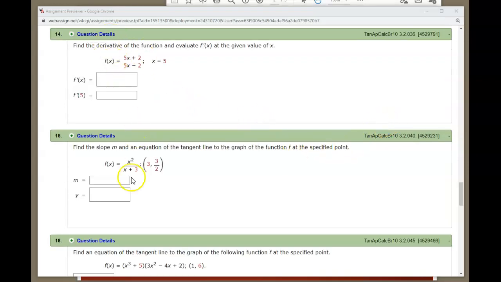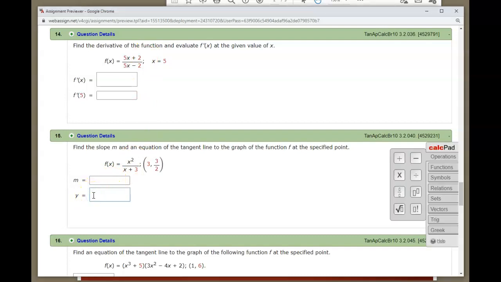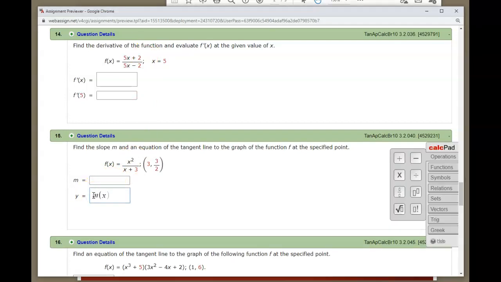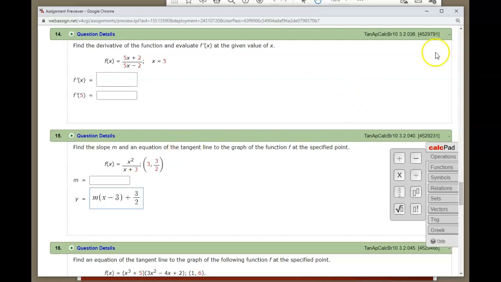For numbers 14 and 15, they were going to be wanting an equation of a tangent line. And remember that the equation of the tangent line will be m times x minus x1. And in this case, our x1 is 3, plus y1, and our y1 is 3 over 2. So I need the slope here.